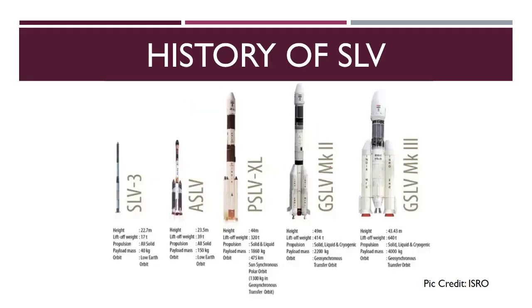Then we moved on to the ASLV, that is Augmented Satellite Launch Vehicle. ASLV has a lift off weight of 40 tons. It is almost 24 meters in height and it has 5 stages, that is one stage more than SLV.